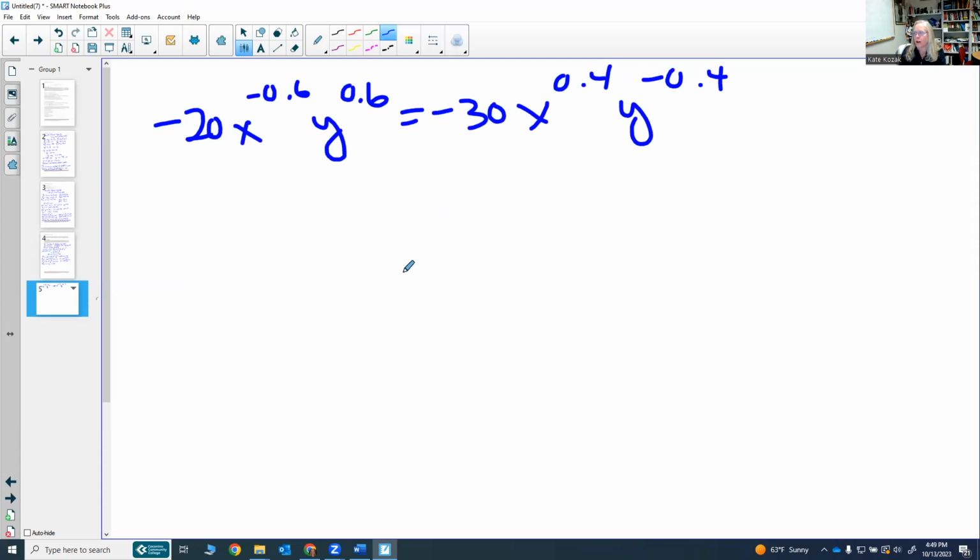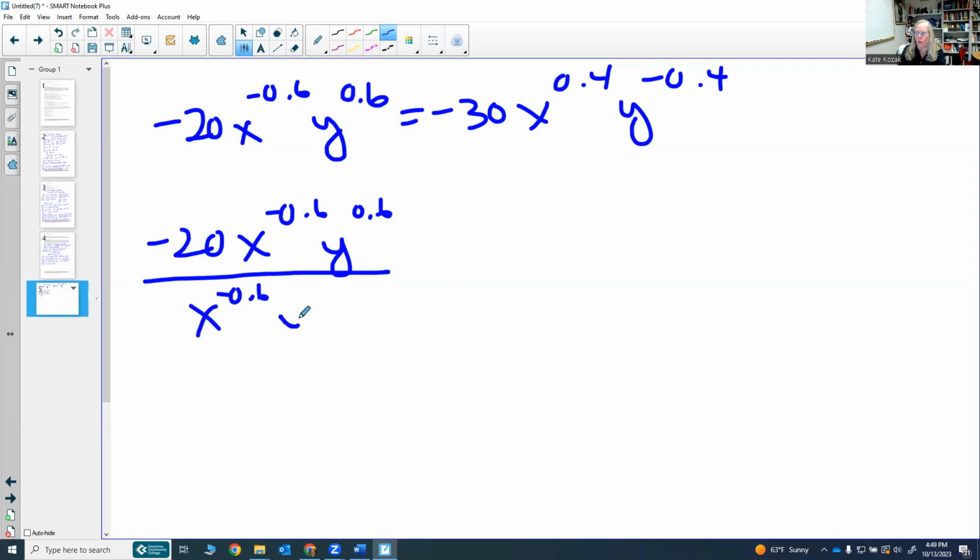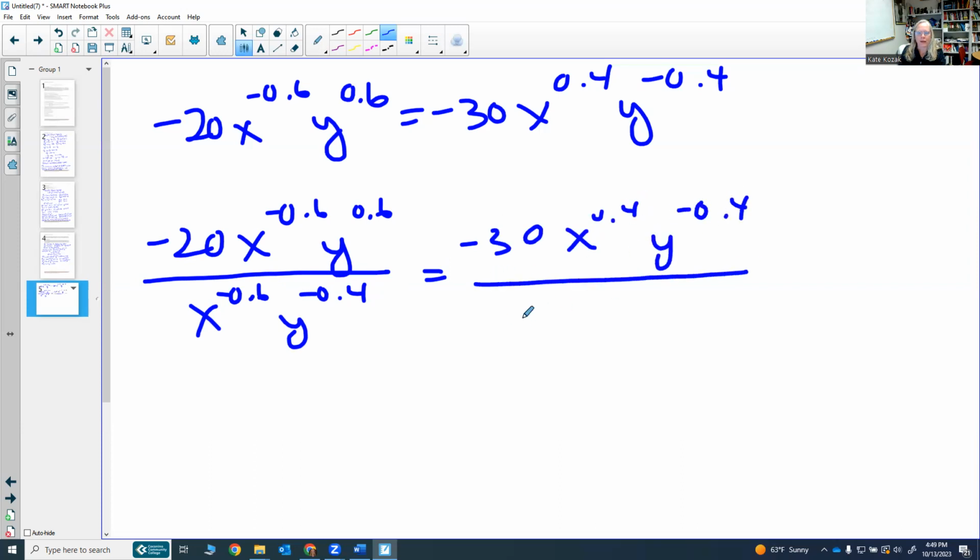Now divide both sides by x to the negative 0.6 and y to the negative 0.4 to clear the negative exponents. So we have negative 20 x to the negative 0.6, y to the 0.6 divided by x to the negative 0.6, y to the negative 0.4 is equal to negative 30 x to the 0.4, y to the negative 0.4 divided by x to the negative 0.6, y to the negative 0.4. And then we're going to simplify and get y by itself. This gives y is equal to 3/2 x.